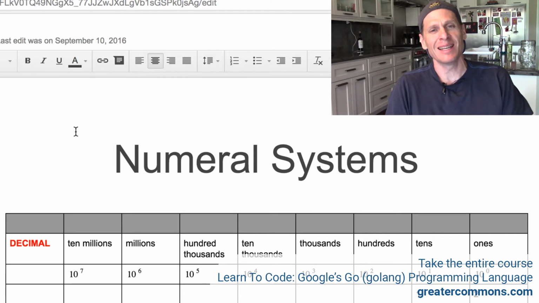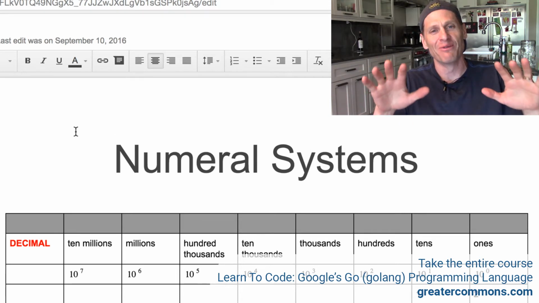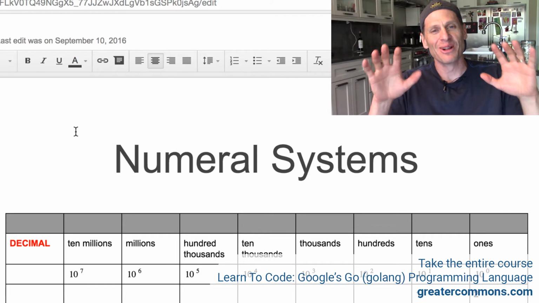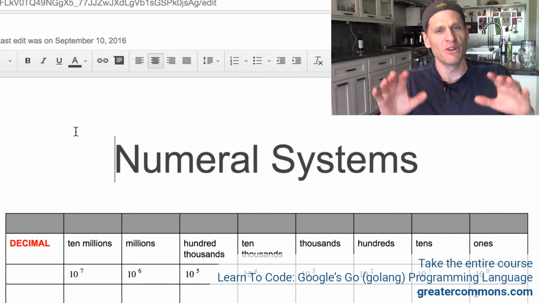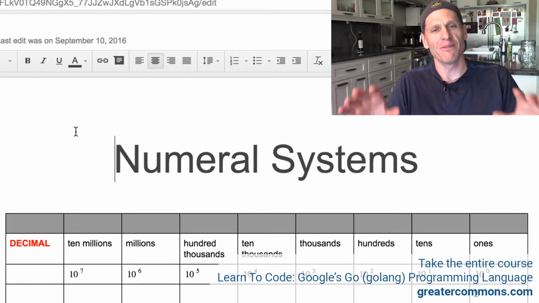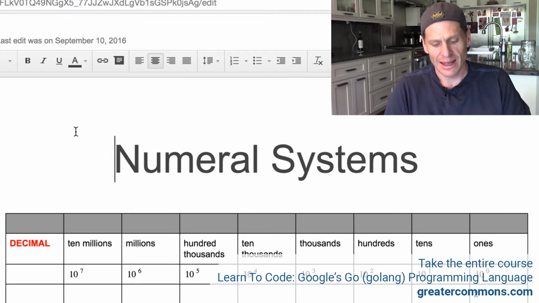Why do we use base 10? Probably because we have 10 fingers. And so it just became really natural for us to count in increments of 10. But a base 10 numeral system is what you've been doing all of your life ever since you learned how to count. And this is how it works. We have the ones place, the tens place, the hundreds place, the thousands place, and so on and so forth, up and up and up.